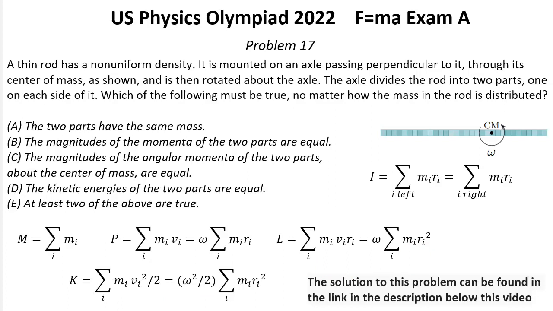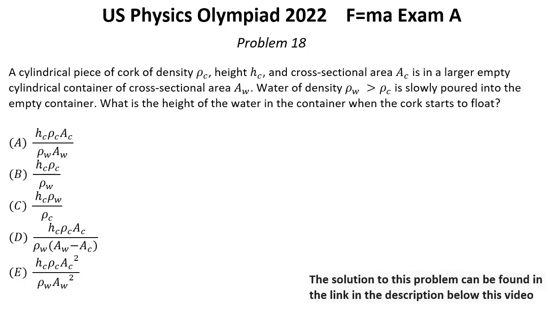If we look at these expressions, only the momentum P has the same sum of the same form, so the magnitudes of the momenta are equal, and in general none of the other quantities are equal. It means that the correct answer is B, the magnitudes of the momenta of the two parts are equal. That was the solution for problem number 17.